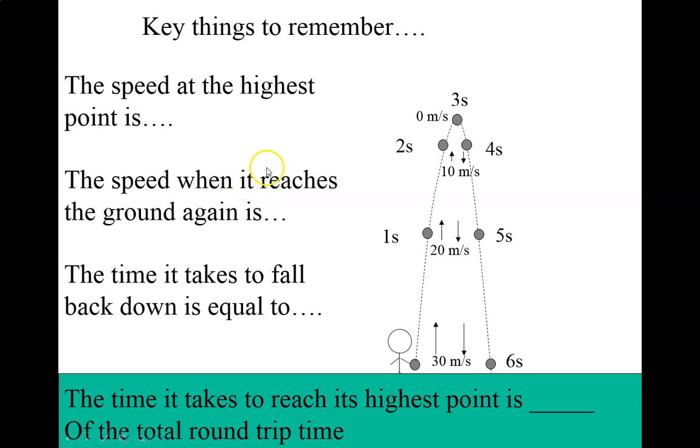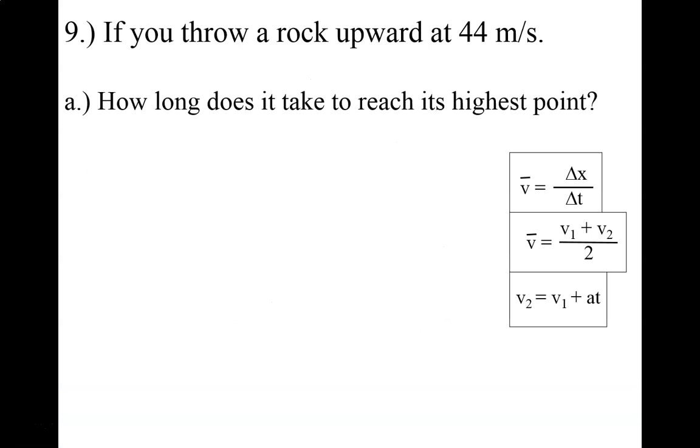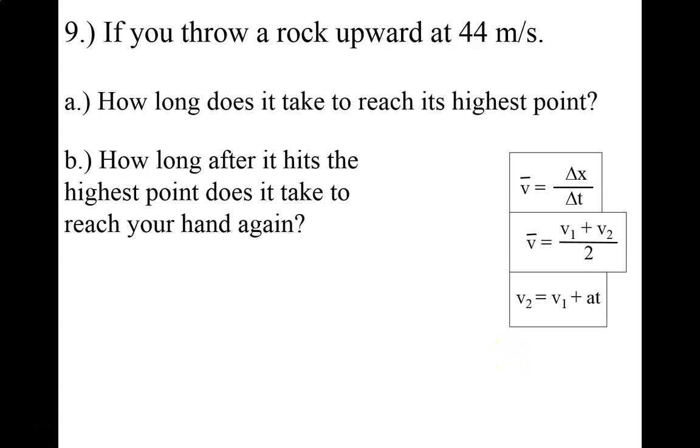So the speed at the highest point is 0. The speed when it reaches the ground again is the same as the speed at which it left. The time to go up is the same as the time it takes to fall back down if it's on level ground, and that's half of the total time it's in the air. Okay, let's work 2 problems, or maybe 3.